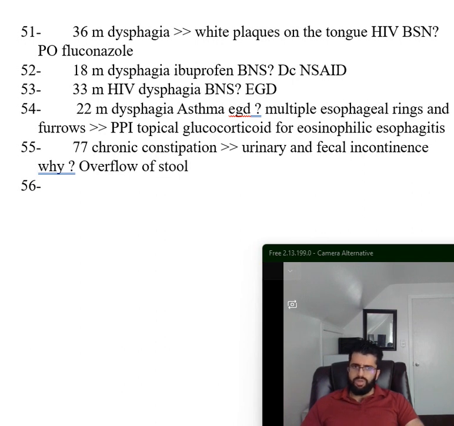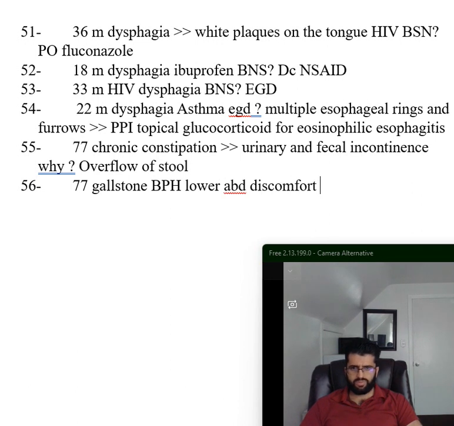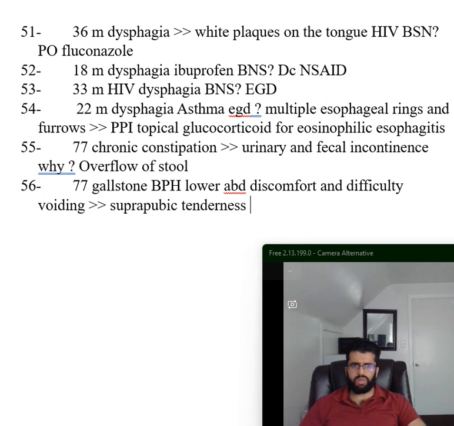All right. And now you have somebody who's 77 years old, evaluated for gallstone, and the patient had benign prostatic hyperplasia, lower abdominal discomfort, and difficulty voiding. On exam, there's suprapubic tenderness to deep palpation. And then on top of that, there are gallstones. They did an ultrasound, there are gallstones. And they ask what's the best next step.